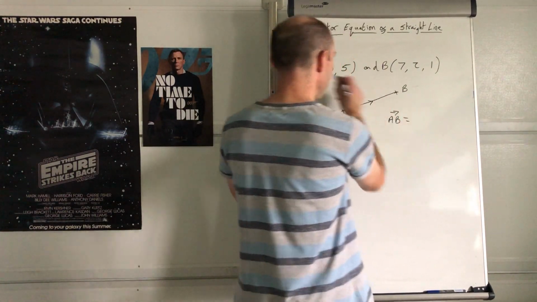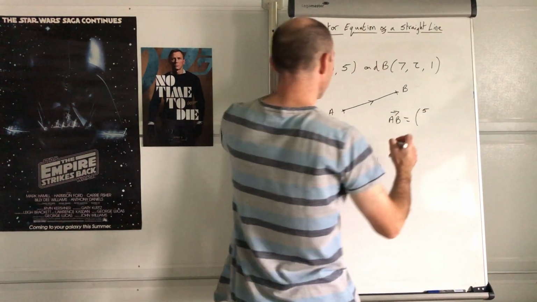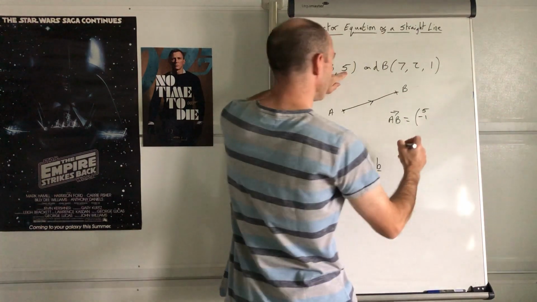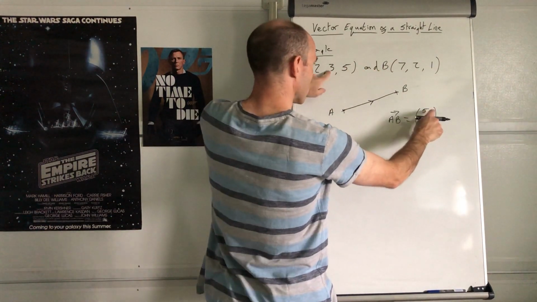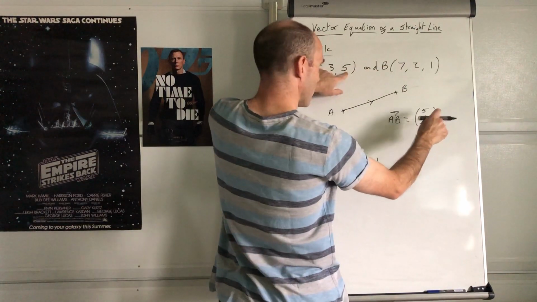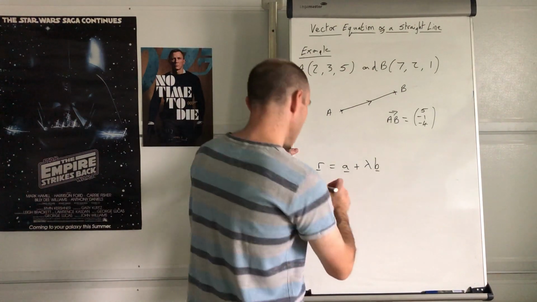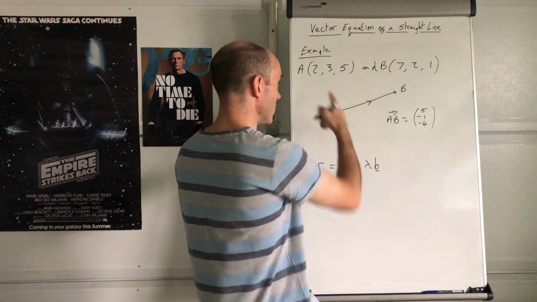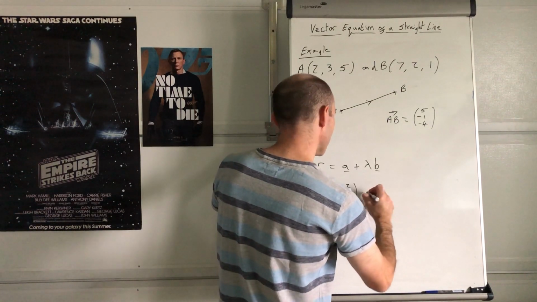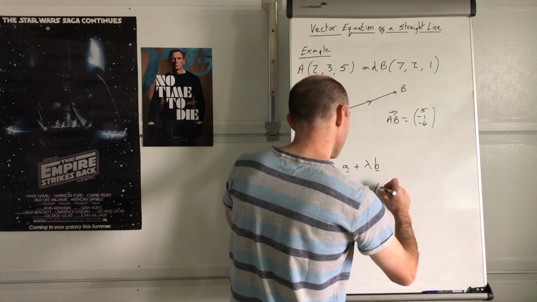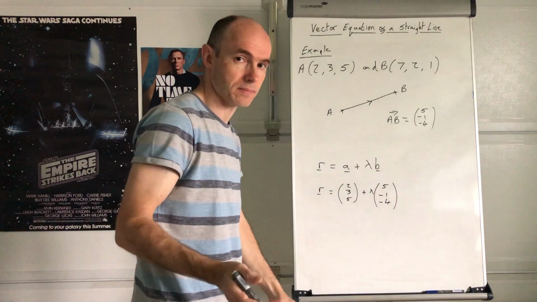How to get from A to B. So that's 2, and then plus 5 is 7. And then 3 subtract 1 is 2. And then 5 subtract 1 is 4. I'll just check that. 2 plus 5, yep. 3 and negative 1, that, 5, negative 4, that. So that's the direction vector there. So my equation is, choose any point, I'm going to choose that one, (2, 3, 5) plus lambda (5, -1, -4). That's it, done.